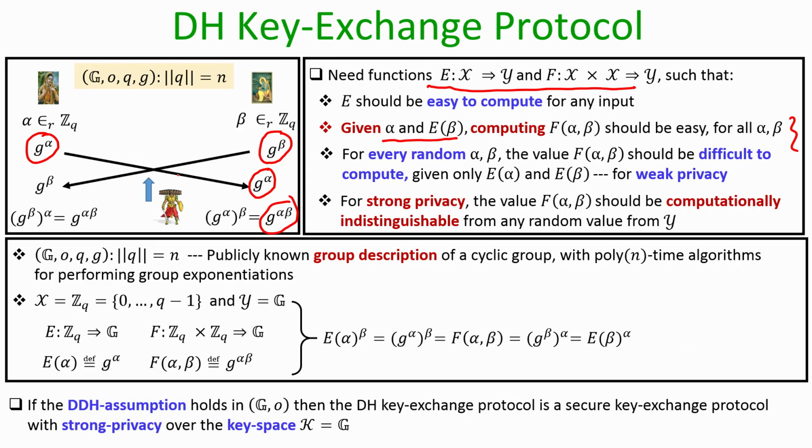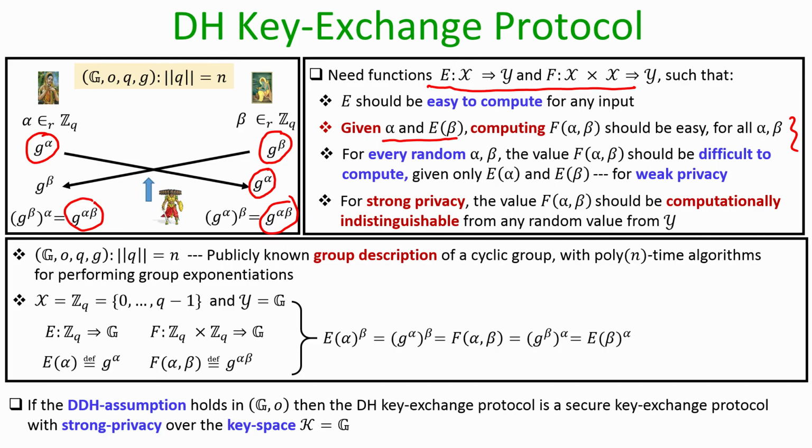On the other hand, if from the same Diffie-Hellman key exchange protocol we want to achieve the notion of strong privacy, then we require that the DDH assumption should be true in the underlying group. Namely, an eavesdropper who has seen g to the power alpha and g to the power beta should find the final output of the sender and the receiver, the key g to the power alpha beta, computationally indistinguishable from any random element from the underlying group G.